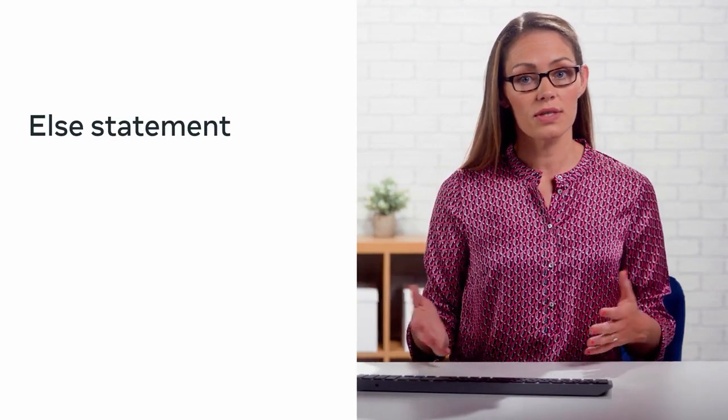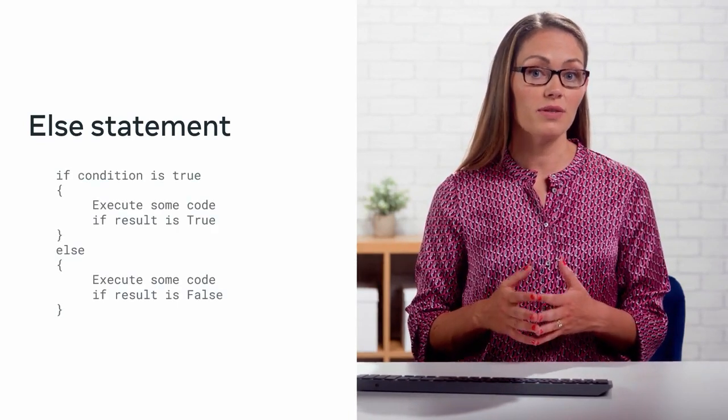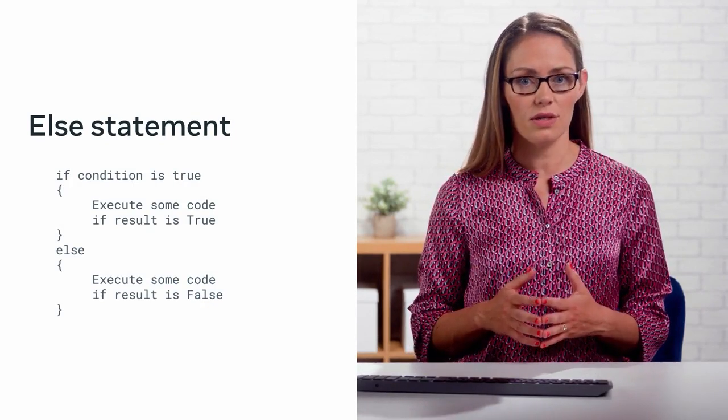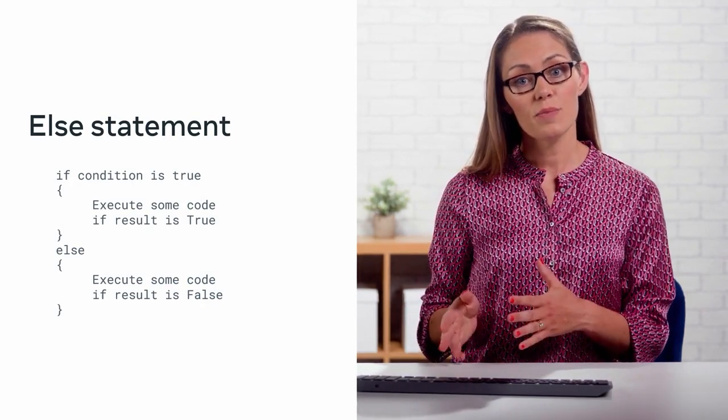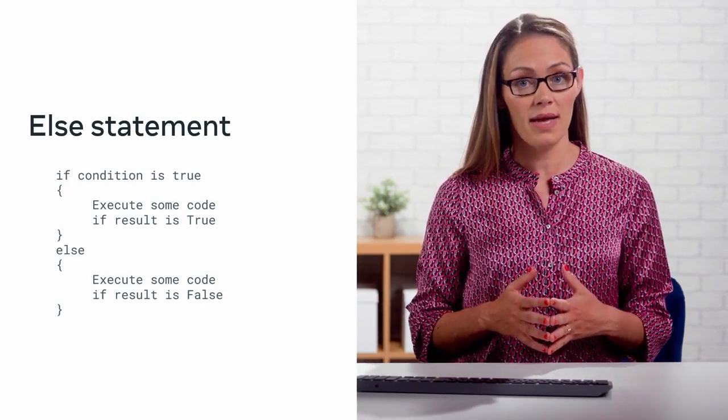Now, if you want to run some other code when the condition is not satisfied or false, then you can use an else statement, which follows the if statement. Notice that the else statement does not have a condition associated with it. Its purpose is to execute code when the criteria for the if condition is not met. Let's use our water scenario again, but this time to check if the water is boiling or not, and print out the appropriate statement.